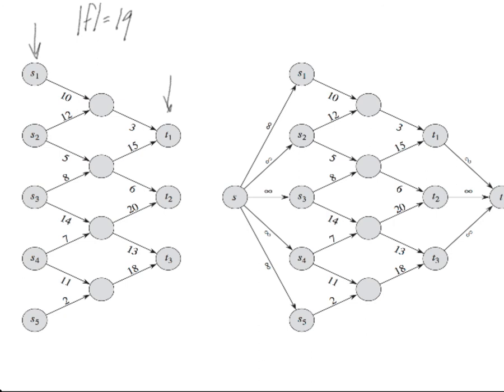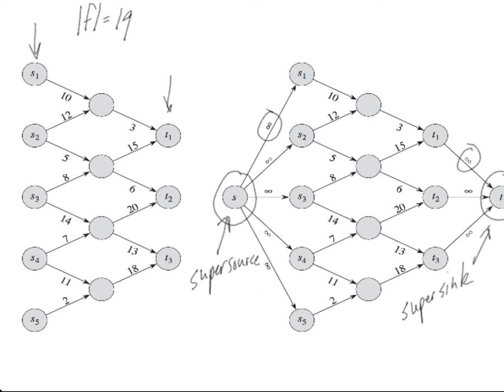We still want to maximize our flow. Well, it's as simple as adding a single source with infinite capacity edges to each of the other sources, and adding a sink with infinite capacity edges from each of the previous sinks to that sink. That's how we can create a flow network out of one with multiple sources and sinks. This S is called a super source, and this T is called the super sink. Awesome names, I think.